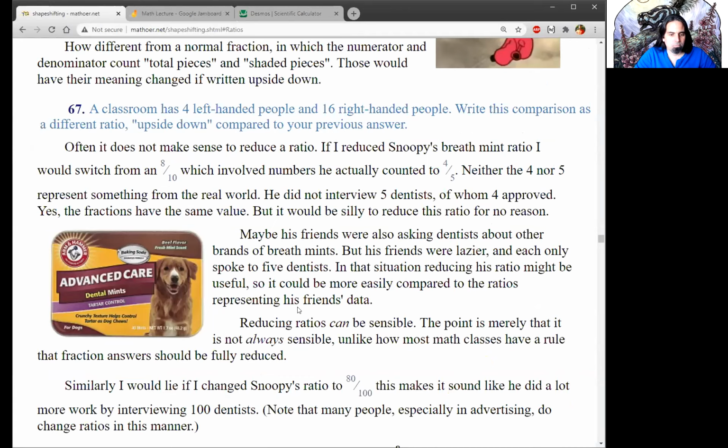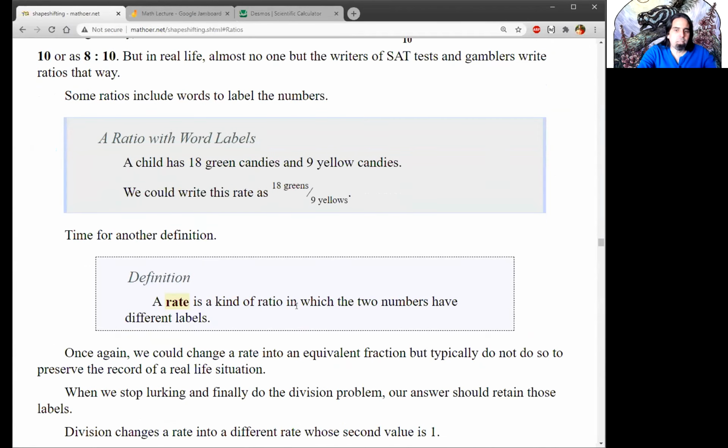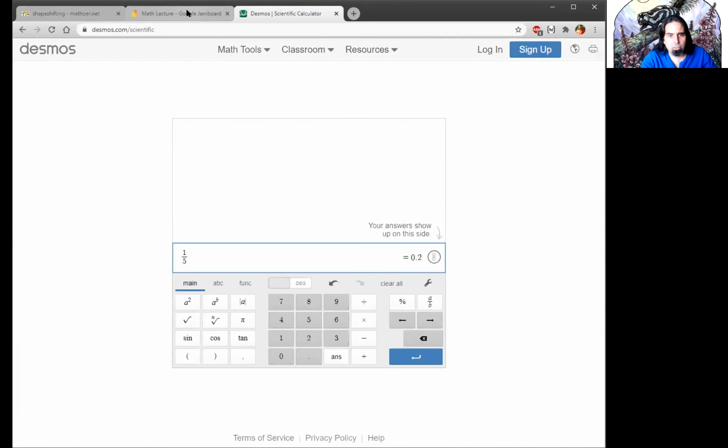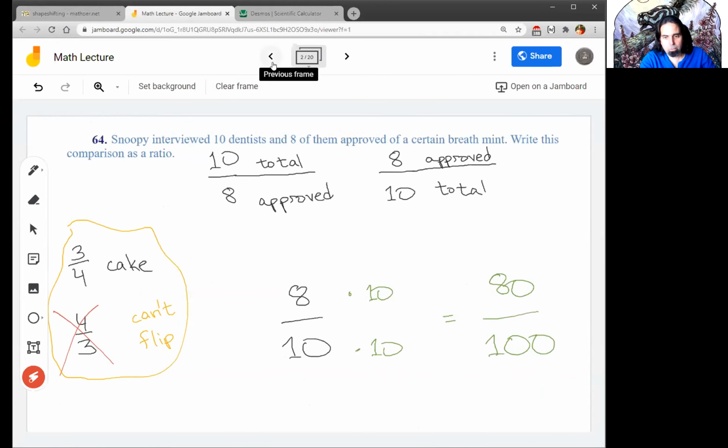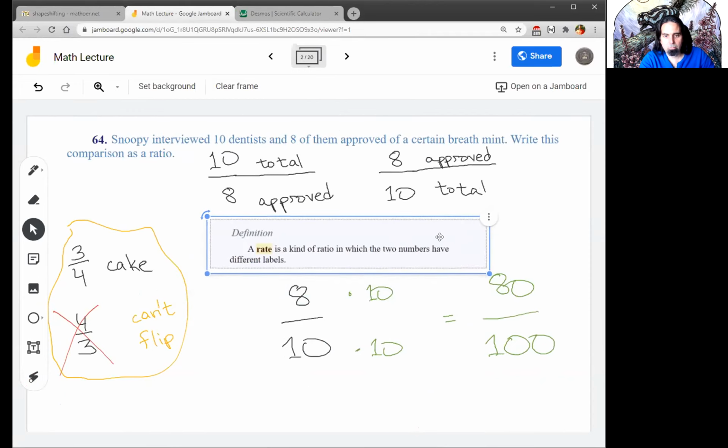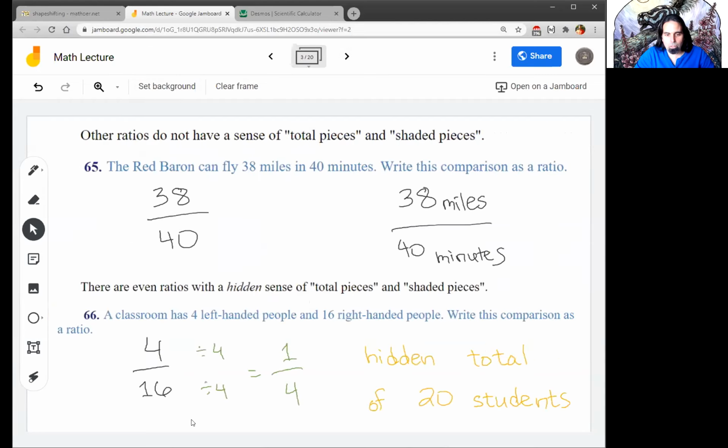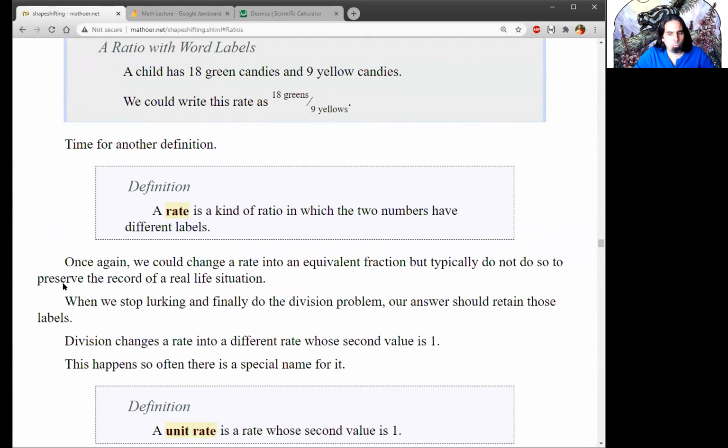Okay, some ratios include words. We've talked about labeling that. And so a rate is when we take our ratio and the numbers have labels and they're different labels. So I'll just stick that there. Total and approved, that's different enough. This is a rate, 8 out of 10. When we have rates, we often use words like 8 out of 10 or 38 miles per 40 minutes. So out of and per and things like that kind of are the words for the fraction bar.